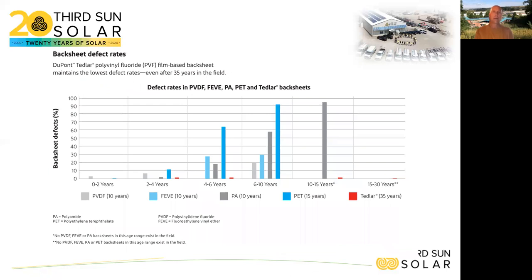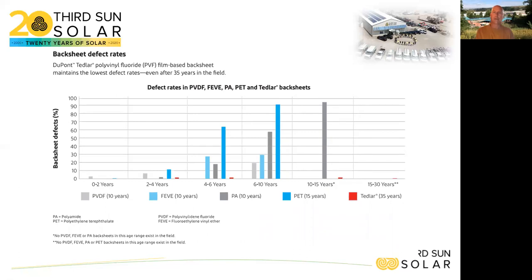I mentioned the backsheet defect rates. So this shows you the percentage of backsheet defects. This is one of the technologies, polyamide, one of the least expensive technologies. Over 10 to 15 years, they had more than 90% of the backsheet defects. And then a small, scant percentage here was Tedlar.